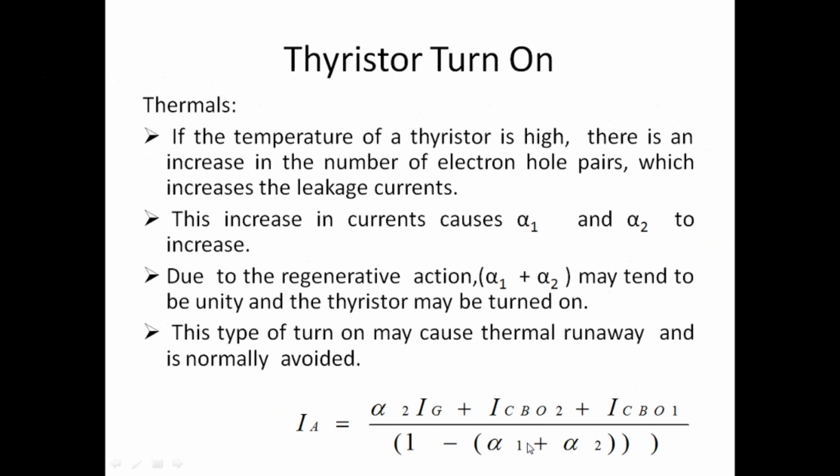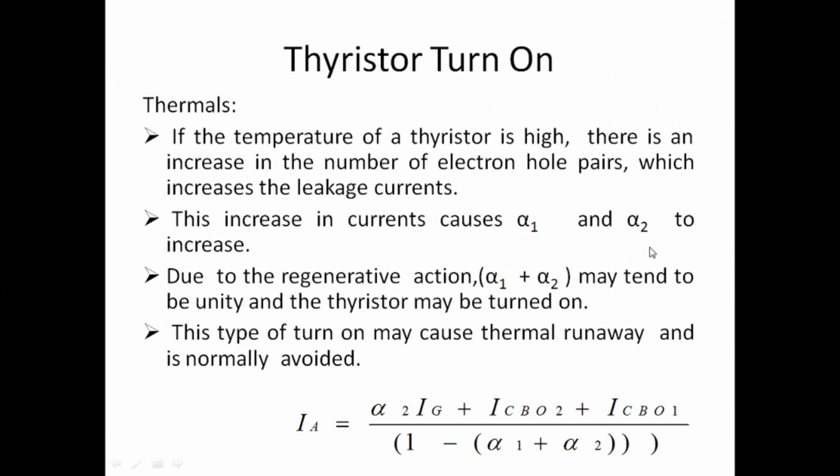If IA increases, again alpha 1 will increase and alpha 2 will increase. This is in the denominator part, so the denominator will decrease, and again IA will increase. Again IA increases means alpha 1 and alpha 2 increase. So this is a positive feedback effect, and finally we call this a regenerative action.